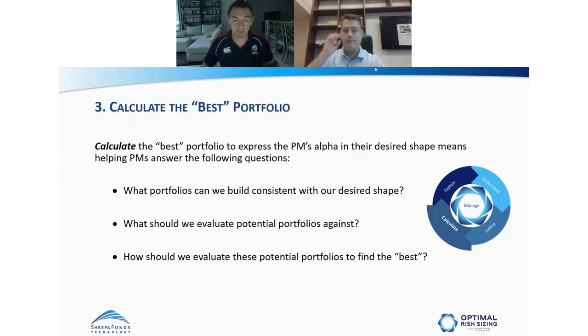You have a multivariate problem. You've got 50, 100 assets. So you have a multivariate problem and you want a solution which gives you the best portfolio. And that should be one that is consistent with the shape, that expresses the alpha, and that is evaluated in a sensible, systematic, repeatable way that makes sense. So the first thing to really think about is, what possible portfolios can you have?